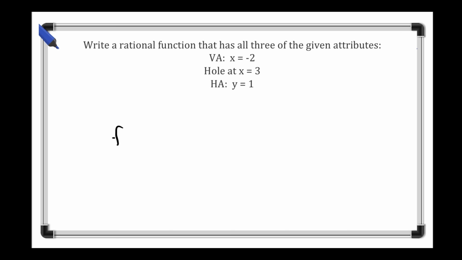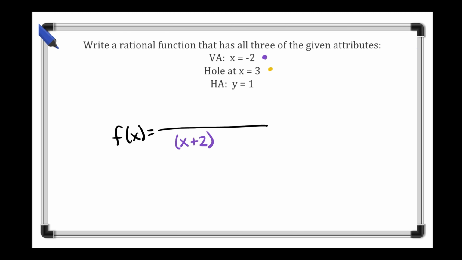Okay, here's another example. We're starting off with, again, f of x. I'm going to make my little fraction line. We'll keep going with the vertical asymptotes as our starter here. You have a vertical asymptote at x is -2, so that would have come from the denominator, the factor of x plus 2.